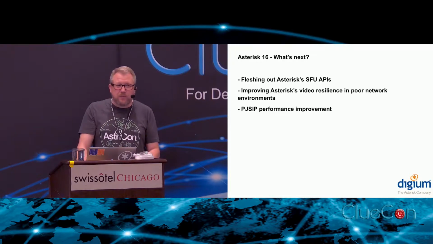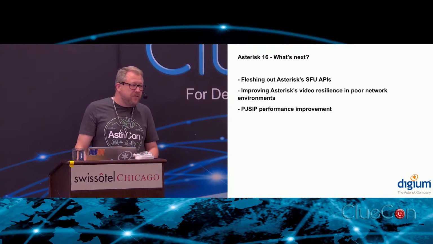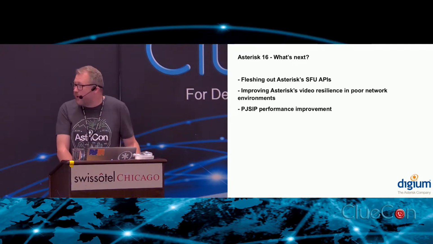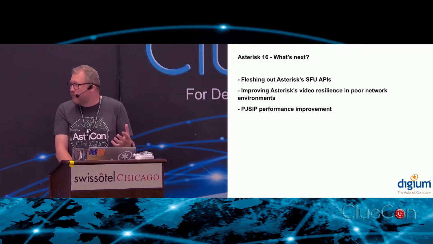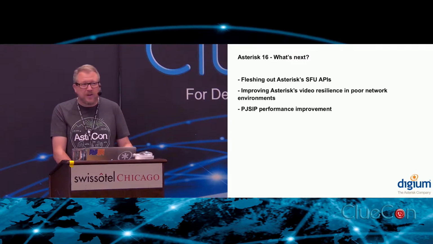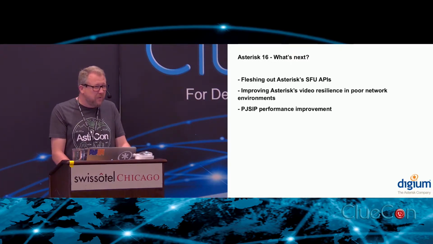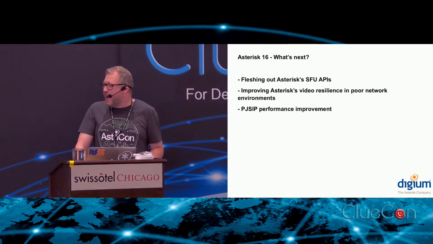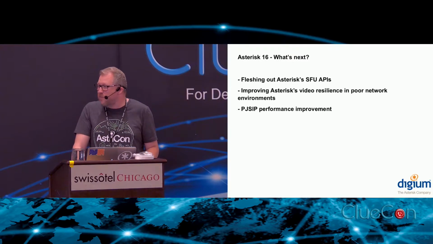So what's coming next? Well, having put the SFU functionality into Asterisk, there's some more work to be done to flesh out the APIs for that. There's also improving our video resilience in poor network conditions, because poor network conditions do still exist out there when you look around in real life. They do come up every now and again. And to improve performance in PJSIP.